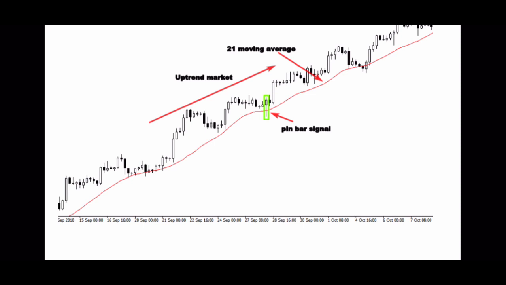The pin bar signal is clear on the chart, and it's also because the trend is bullish. The price action setup has a bullish anatomy, and the rejection from the 21 moving average is a confirmation signal to buy the market. Just add all those things together, confluence, and you have a great trading signal and setup.